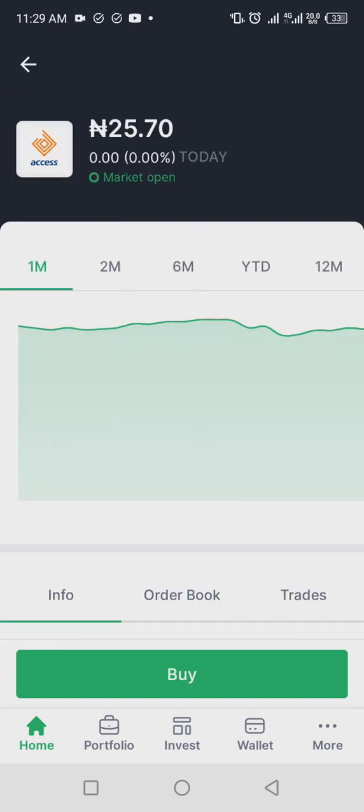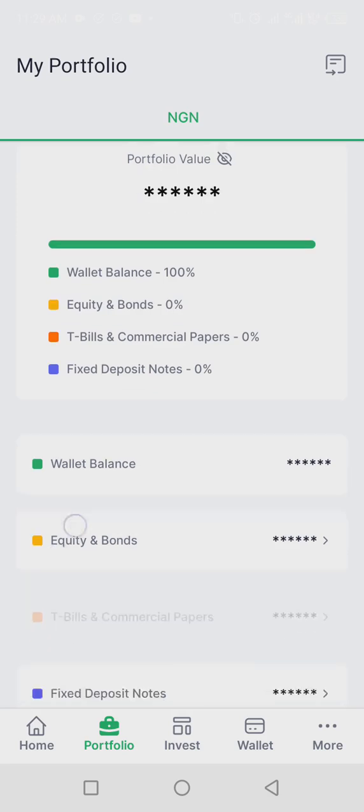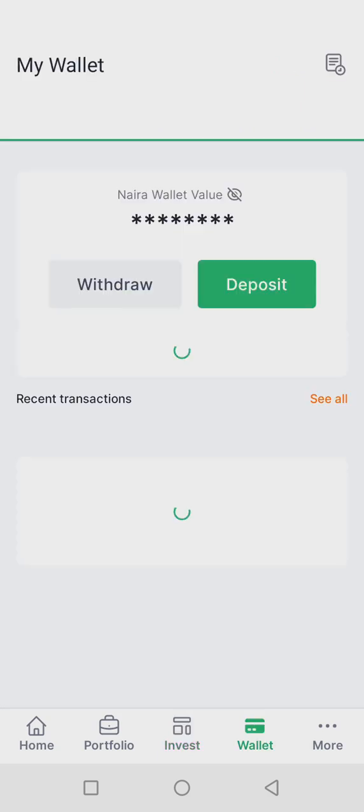So the next thing, let's look at portfolio. Any shares you actually bought will be captured in your portfolio. Whatever is happening to the shares, is the share rising, is the share falling, you see it in your portfolio. All right, let's come to invest. Click down here, invest. So this is Nigerian stock, treasury bills. I'll deal with treasury bills, commercial papers later. Is that okay?